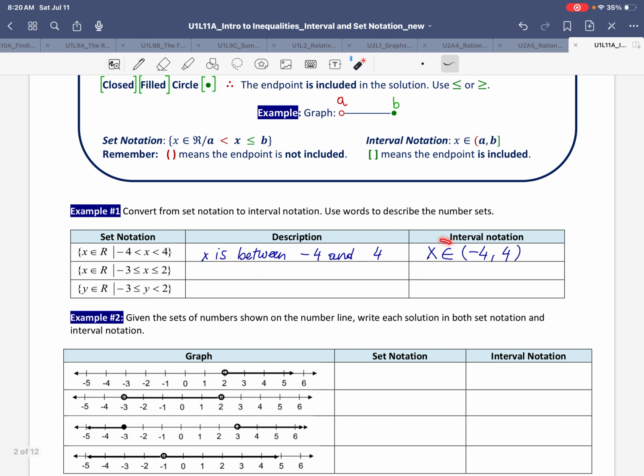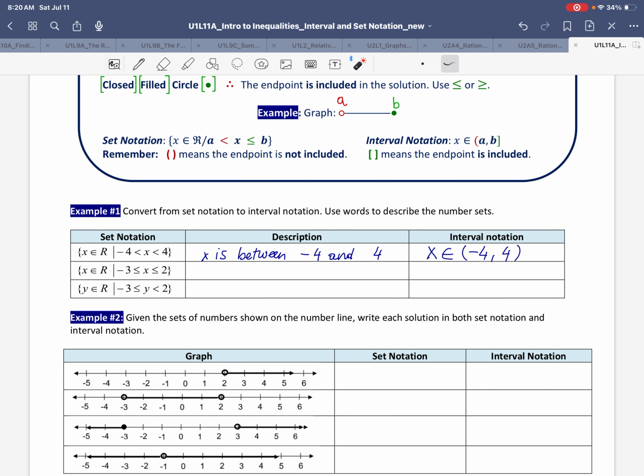Now, it is very important that whenever we mean to describe a set of numbers between -4 and 4, we have to write x and then the symbol that indicates belongs to. Because imagine if you didn't write this, this would look just like coordinates of a point and not like an interval or a set of numbers.